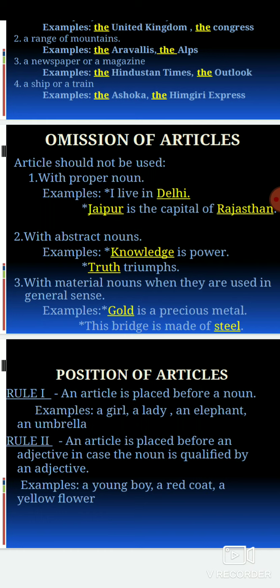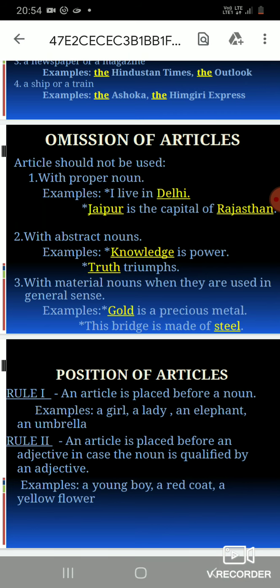Positions of articles. Rule 1: an article is placed before a noun. Examples: a girl, a lady, an elephant, an umbrella. Rule 2: an article is placed before an adjective in case the noun is qualified by the adjective. Example, a young boy, a red coat, a yellow flower.